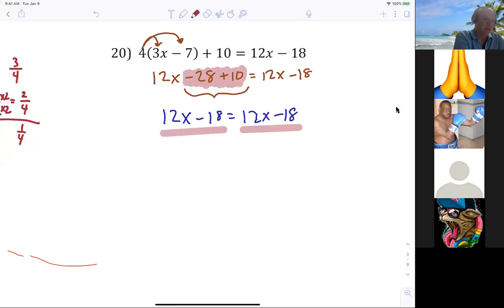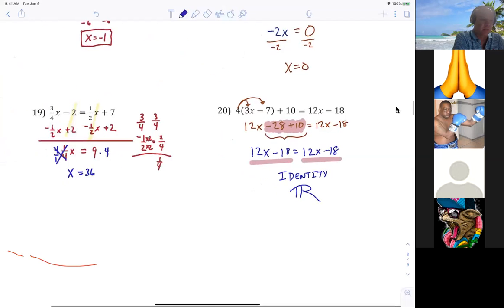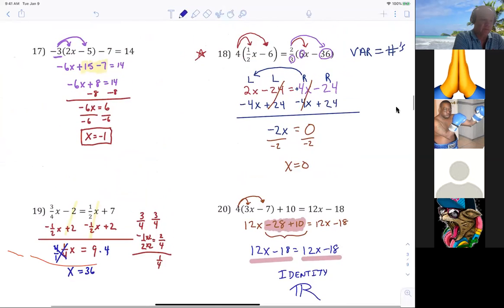That is an identity, okay? So I need everybody to write underneath that: that is an identity, which means all real numbers. All right, 12x minus 18 always equals 12x minus 18. That's always true. Now, let me go back to here just to make sure you understand what I'm saying.